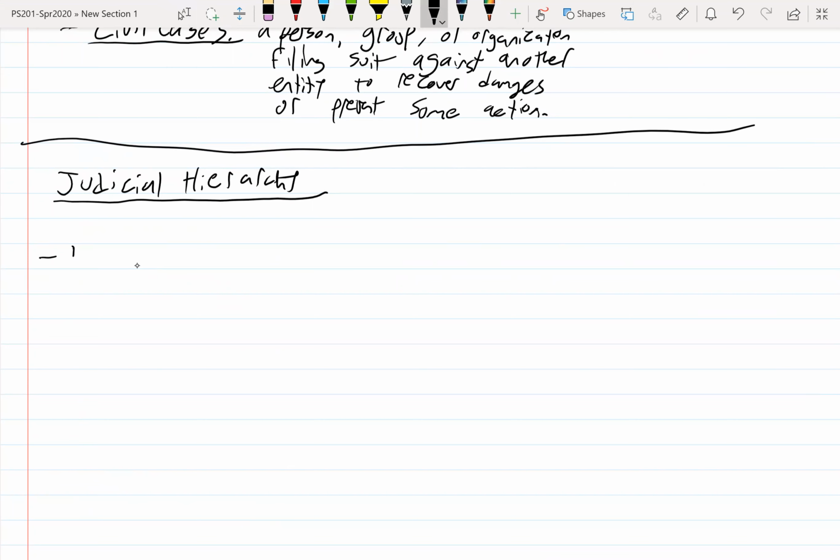So this is where most trials are going to happen. This is where, first of all, most cases start. Most federal cases. Let's stay precise in our wording, I suppose.